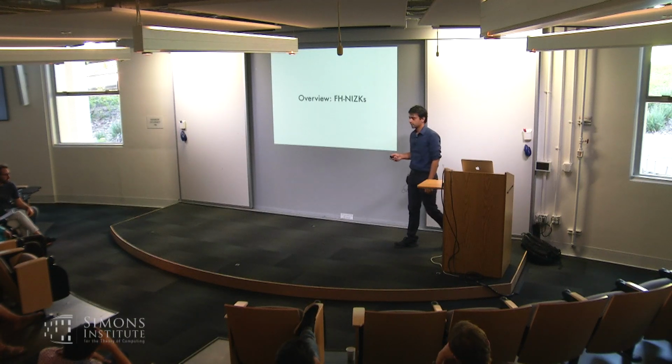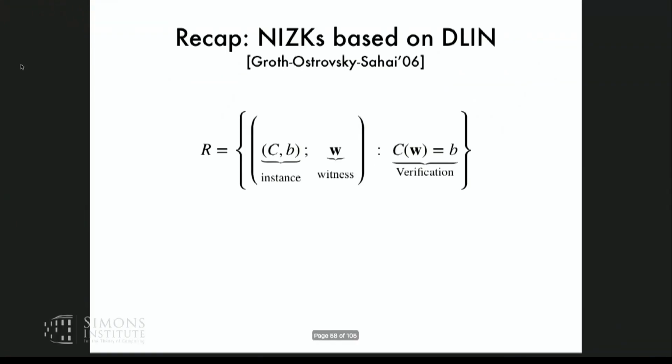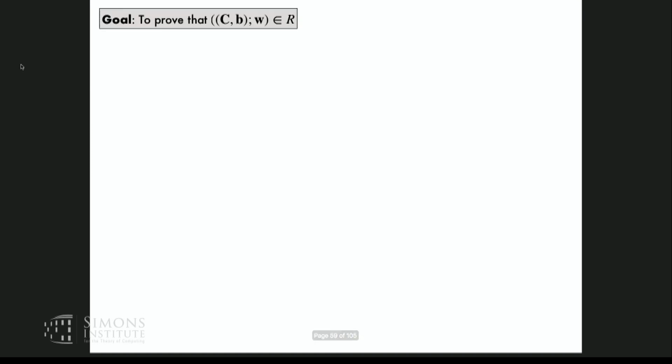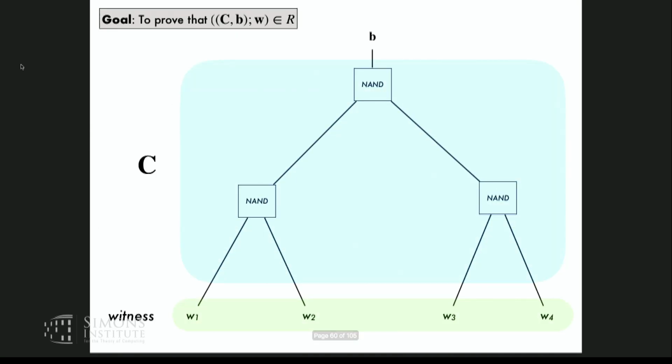Okay, so let me give an overview of our construction. The starting point to our construction is the NIZK construction based on DLIN by Jens, Rafi, and Amit. I'm going to stick with the same relation as before. Let me briefly describe how their proof system looks. The goal is to prove that some instance C belongs to the language. Suppose the circuit looks like this, and then you have a witness here, and there's a bit that's the output of the circuit on this witness.